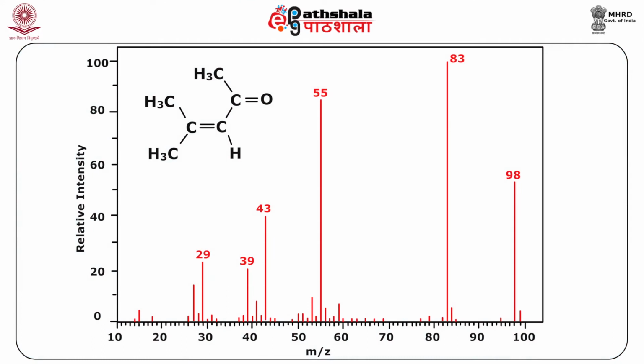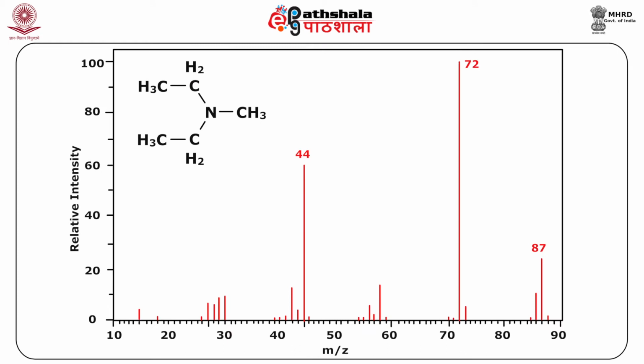Let us take another example. 4-methyl-3-penten-2-one has no nitrogen, so the mass of the molecular ion m by z is an even number, that is 98. Now you can see this in this figure. Most of the fragment ions have odd numbered masses and therefore are even electron cations.